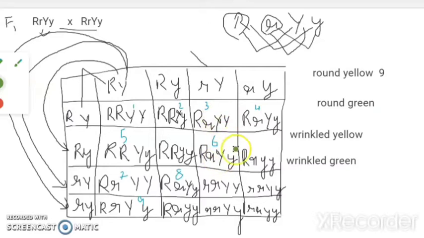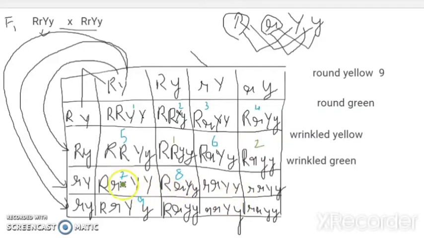Okay, so I'm writing number 1 here. So the phenotype which has round green is 1 now. And then coming to the next one, this is capital R, small y. Again it will code for round green because it has one capital R and two small y. So it is 2.